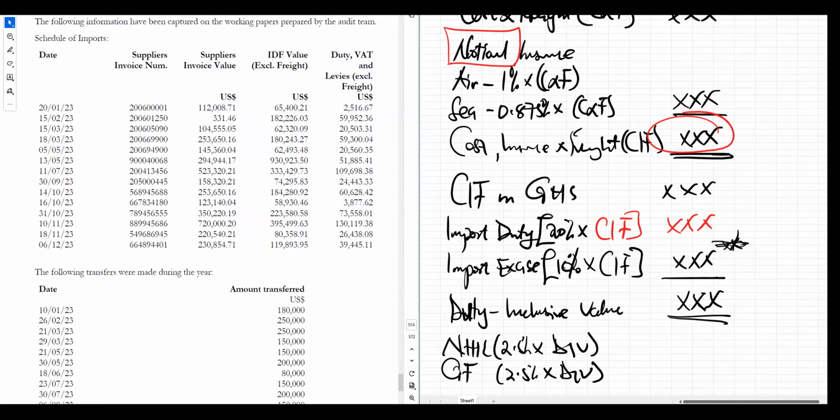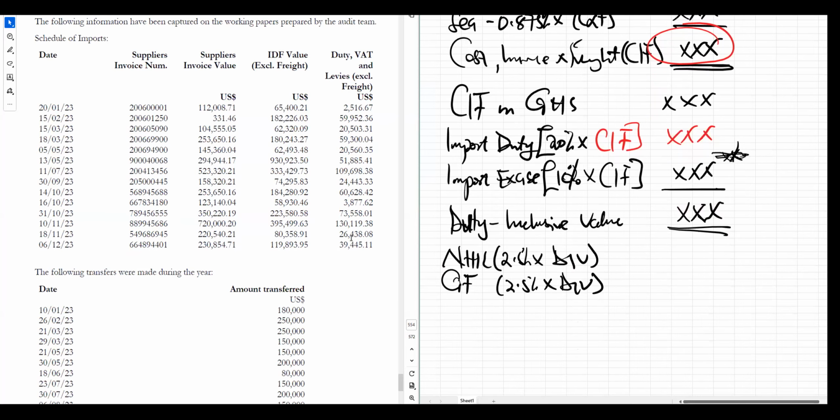Then your VAT. You know, COVID is no more, so you do your VAT at 15%, also on the duty inclusive value. And then you are done. So your total taxes become the duty, the NHIL, the GETFund, and the VAT. That's the total taxes you would have paid.